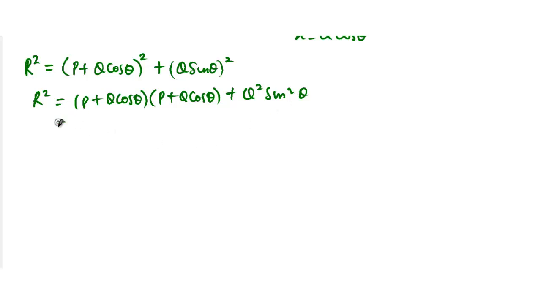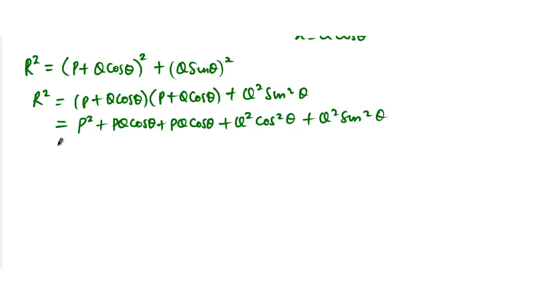All right, so let's open this bracket. P times P, that is P square. P times Q cos theta, that's PQ cos theta. Q cos theta times P, that's PQ cos theta. Then Q cos theta times Q cos theta, that's plus Q square cos square theta. Then plus Q square sine square theta. So at the end of it, we have P square plus PQ cos theta plus PQ cos theta, that is 2PQ cos theta. Then plus, we can factor Q square out here, that's Q square into bracket cos square theta plus sine square theta.